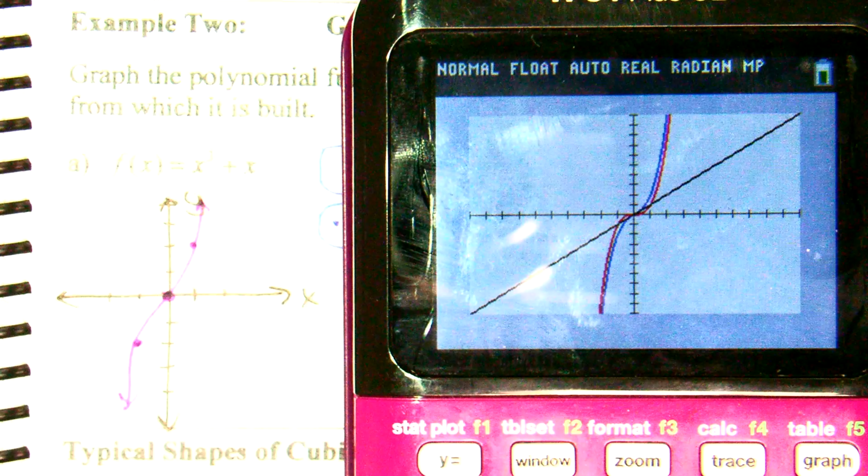No, he didn't break it. It says invalid dimensions. So I'm going to say zoom 6. Okay, that didn't solve the problem. Why not?